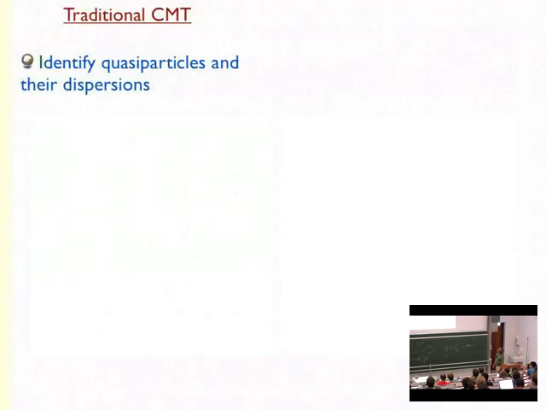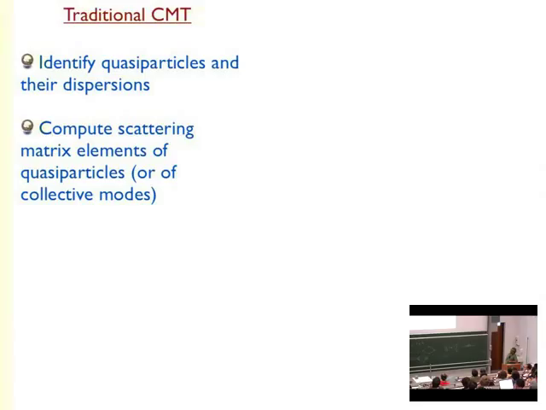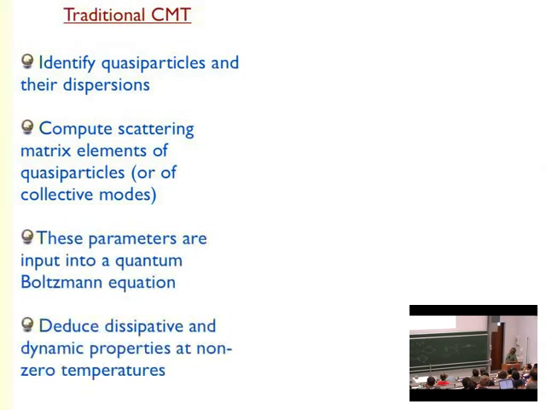Anyway, so let me conclude and summarize the message I've tried to get across for finite temperature studies of CFTs. Let me contrast it with what you do in traditional condensed matter physics. When you're dealing with a Fermi liquid, for example, you identify quasi-particles in the dispersion. You compute their scattering matrix elements. You put everything in the Boltzmann equation. And then you predict everything from that.